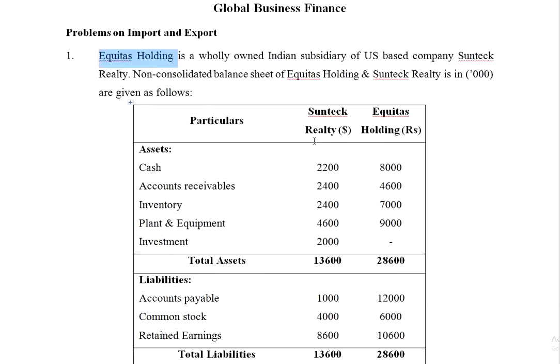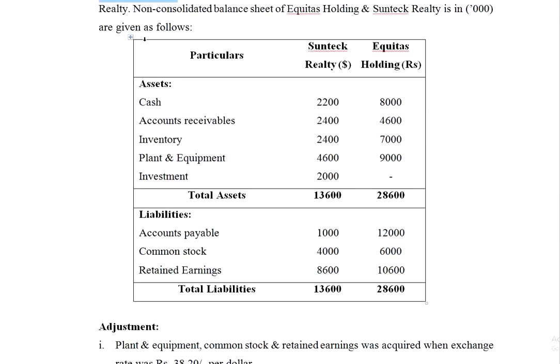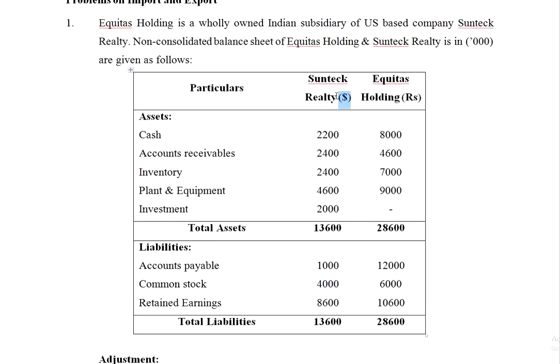Okay, coming to the given information, you have to just check this information. These are the assets which have already been given over here. I won't go through each one individually. And these are the liabilities given for both Suntec Realty and Equitas Holding. So one quite common thing you have to understand: Suntec Realty, I told you, is operating in the US and its operating currency is dollars, whereas Equitas Holding is operating in India and its operating currency is rupees.